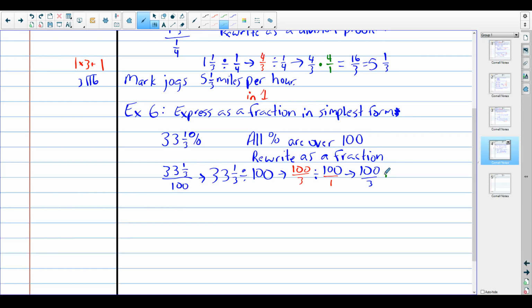times 1 over 100. Okay? And now, hopefully, instead of doing 100 times 1, which is 100, and 3 times 100, which is 300, you would know that these hundreds would cancel each other out, and all we're left with is 1 over 3. And we're left with what should be a common fact for us math folks, that 33 1/3% is 1/3.